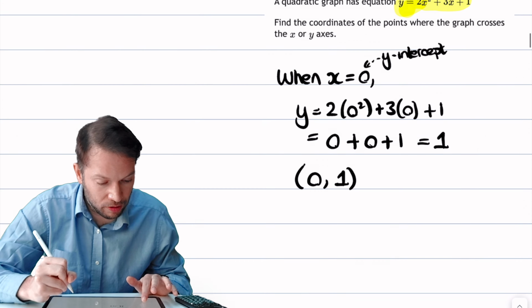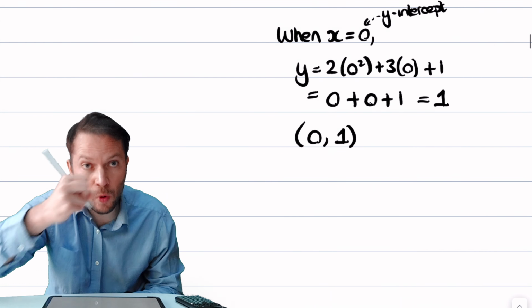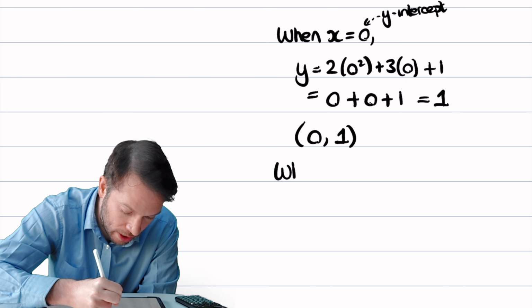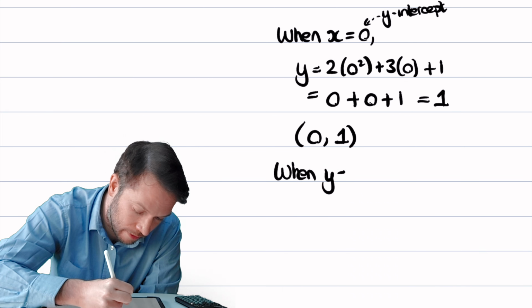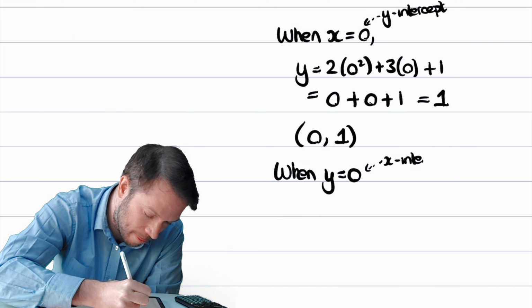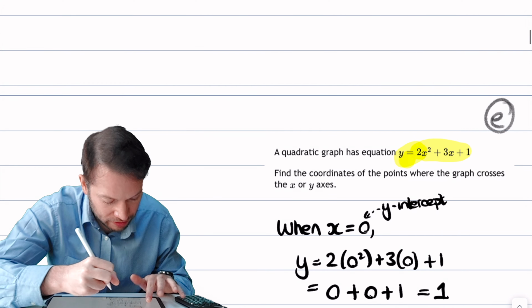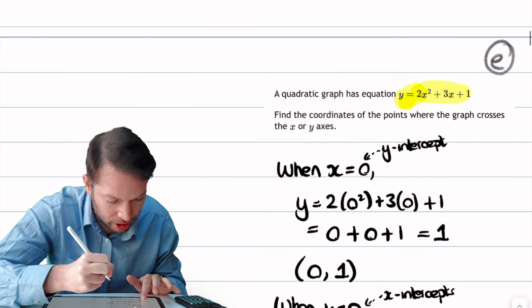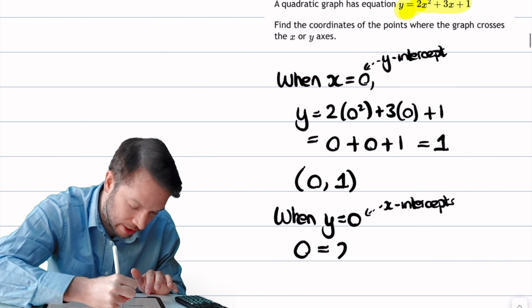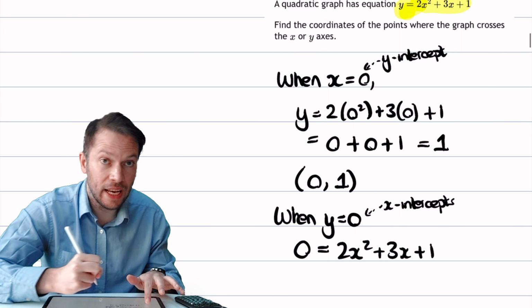And now, what about the x-intercepts? Well, when you have an x-intercept, the y value is 0, right? So when y equals 0, this is going to give you the x-intercept. So again, in our equation, we're going to make the y 0. So we've got 0 equals 2x squared plus 3x plus 1. And now we have to solve this.